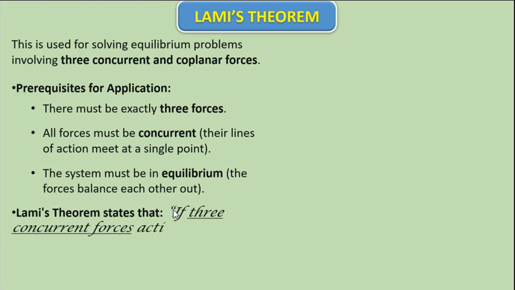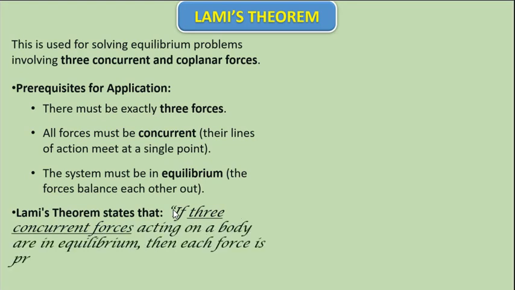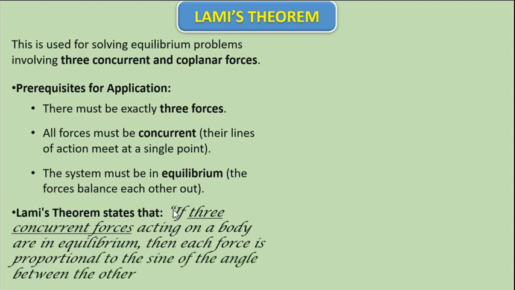If three concurrent forces acting on a body are in equilibrium, then each force is proportional to the sine of the angle between the other two forces. That is Lami's theorem. In theory like this, you may not find it easy to understand. Let's illustrate that with a good sketch.